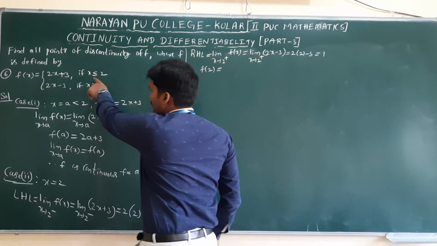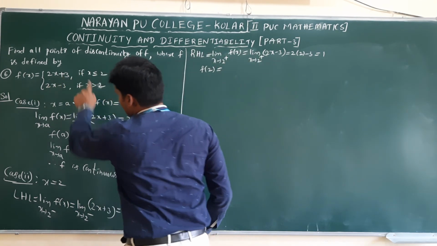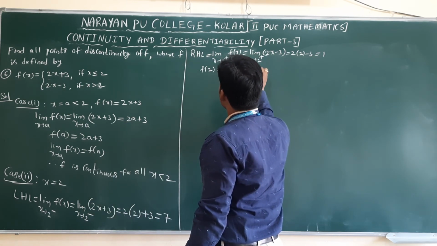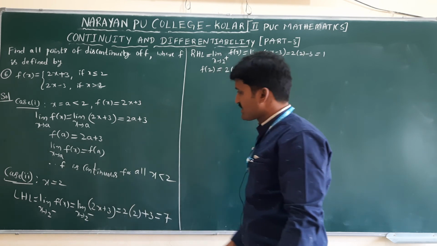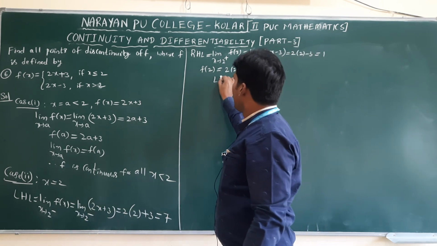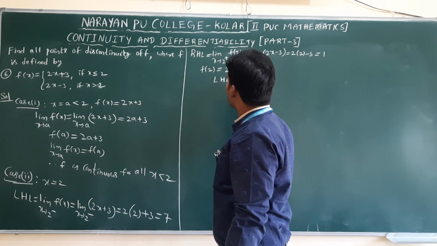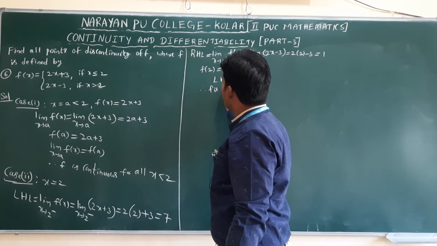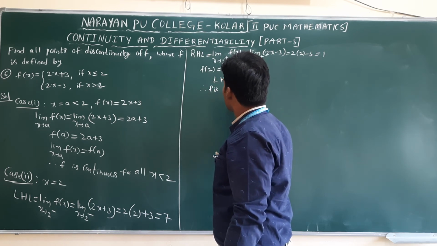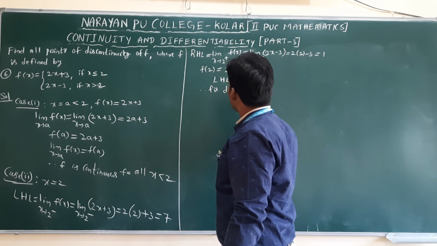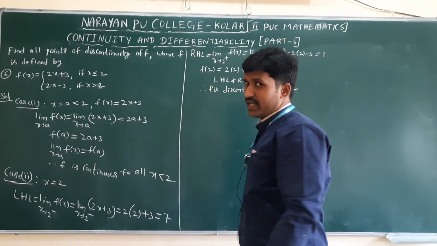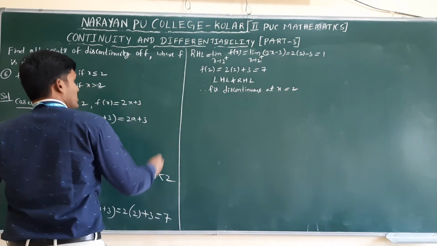At x equal to 2, what is the function? 2x plus 3. Now the x value is 2: 2 into 2 plus 3, that is 7. But here LHL is 7, RHL is 1. LHL is not equal to RHL. Therefore, f is discontinuous at 2.